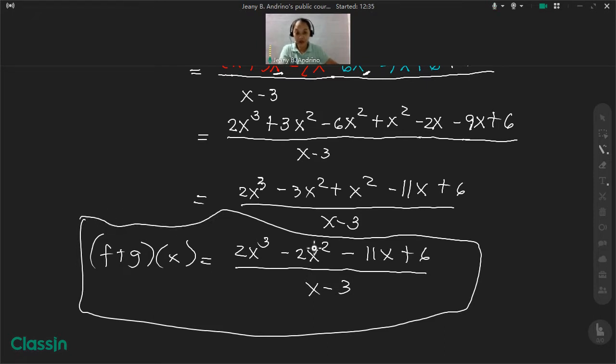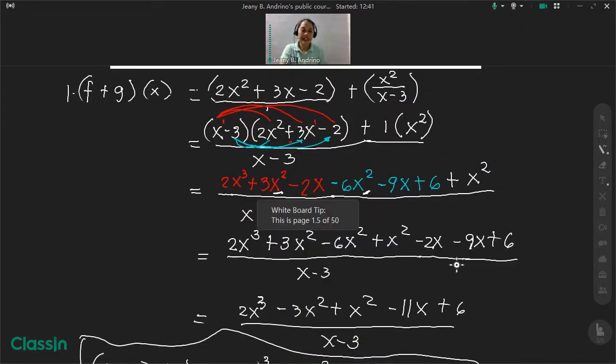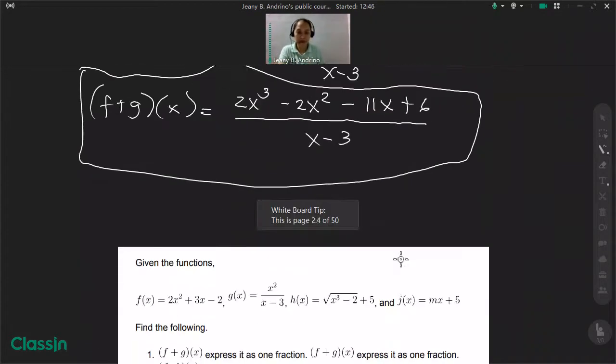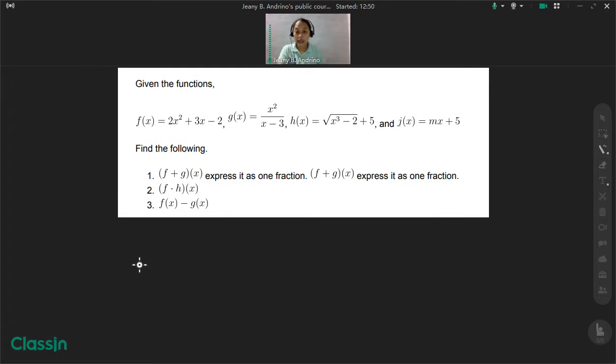There you go. Okay, next, anyways, I'm not gonna teach you the box method. You might be confused, but anyways, let me just have it like that. Next, we go for number 2. Okay, we're good for that one because it says here express it as one fraction. So that means that's okay. Next, we go for number 2.